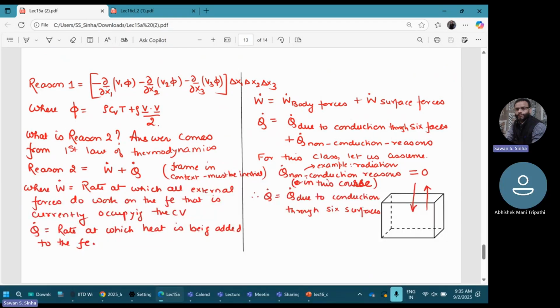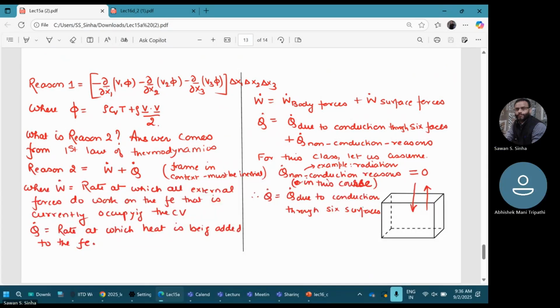I have said this before also. The answer for reason 2, or the understanding of what reason 2 is, comes from the first law of thermodynamics. Reason 2 is W dot plus Q dot, where W dot is the rate at which all external forces do work on the fluid element, or the chunk of mass that is currently occupying that control volume. And Q dot is the rate at which heat is being added to the mass that is currently residing in that control volume, the fluid element. Right now there is a fluid element there.